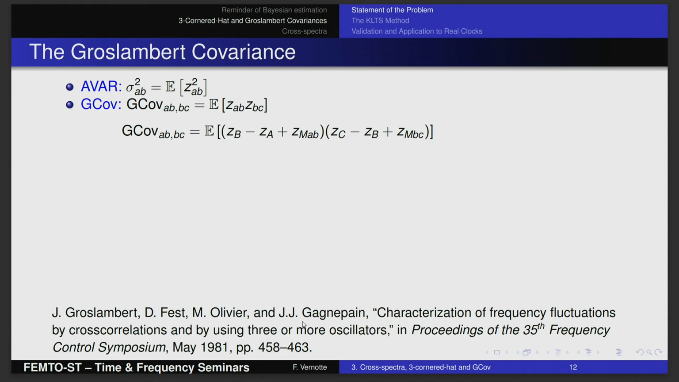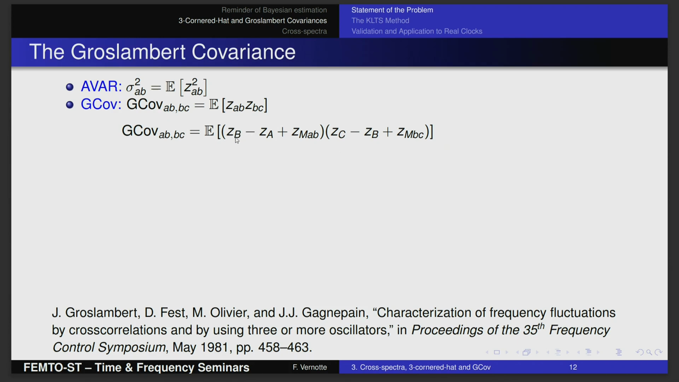The other approach was given by Groslambert first, and Olivier and Gagnepin in 1981. We called it Groslambert covariance a few years ago in tribute to Jacques Groslambert, who was an engineer in our lab. The idea is to see that Allan variance is a variance, but there also exists the covariance. So if you replace the square here, ZAB, by a product of ZAB multiplied, for instance, by ZBC, what we obtain is directly a covariance. It's a covariance of AB versus BC. And if you develop that, you will obtain all the cross terms which are there.